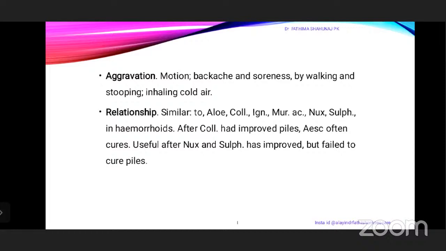Relationship is mainly similar to Aloes, Collinsonia, Ignatia, Muriatic acid, Nux vomica, Sulphur in hemorrhoids. After Collinsonia has improved piles, Aesculus often cures. Only Collinsonia is improved, it has not failed to cure. We can think of Aesculus. This is an important symptom, please make a note of it. And it is useful after Nux and Sulphur have improved but failed to cure the piles.